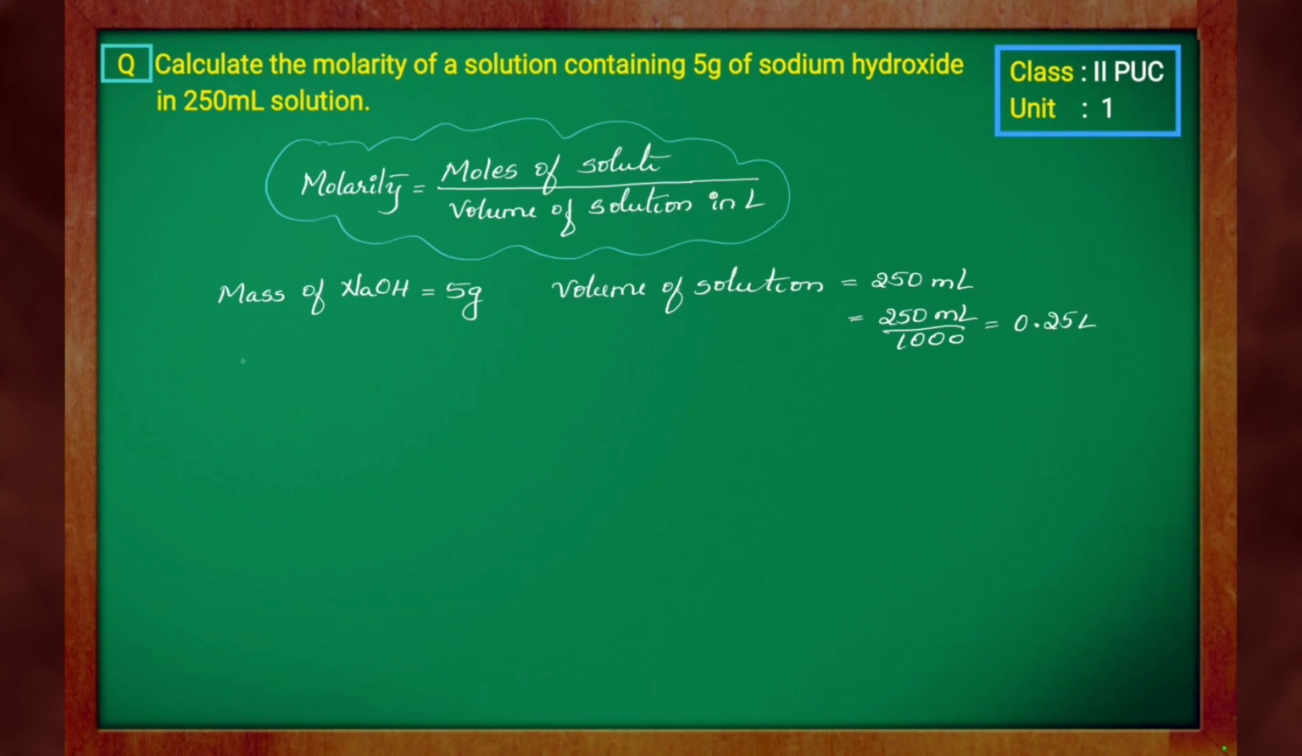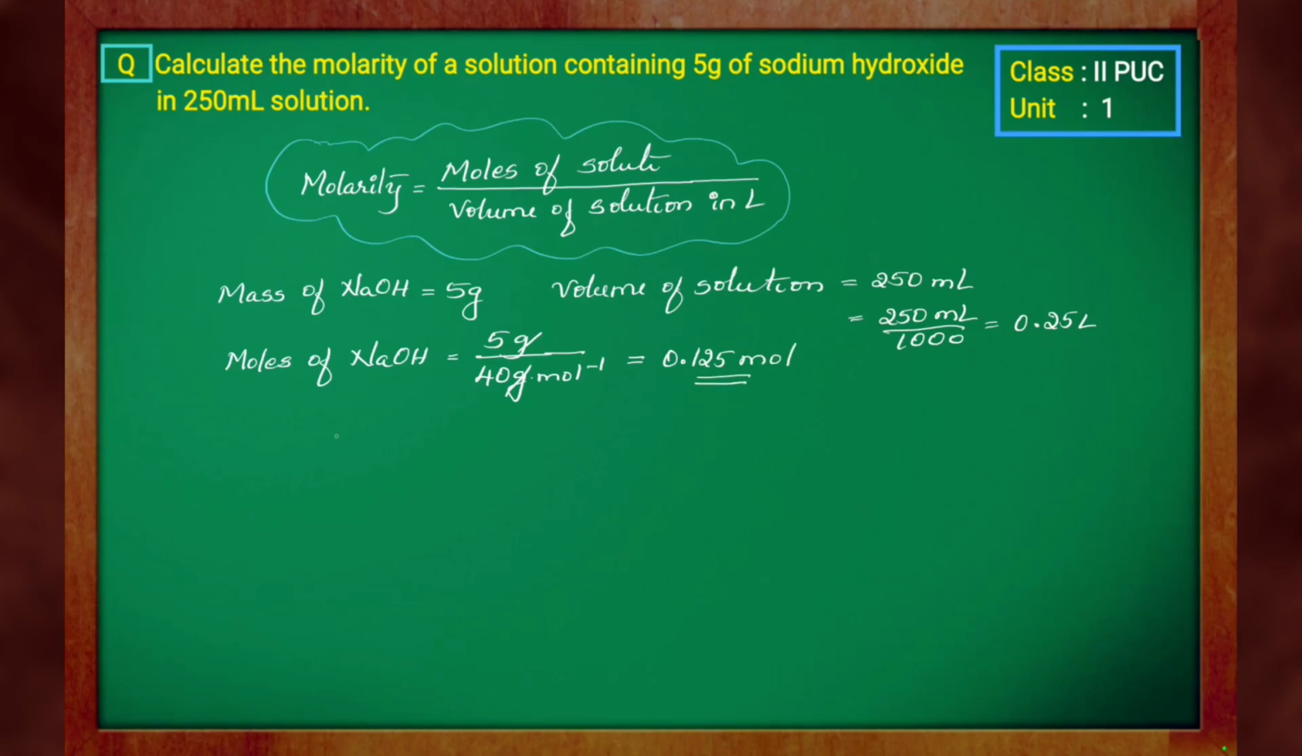We need to calculate the number of moles of sodium hydroxide. So moles of NaOH is equal to its mass divided by molar mass. So it is 5 gram divided by molar mass of sodium hydroxide, which is 40 gram per mole. Gram and gram get cancelled. Dividing 5 by 40, the answer comes out to be 0.125 moles.